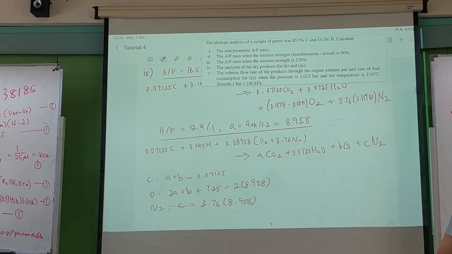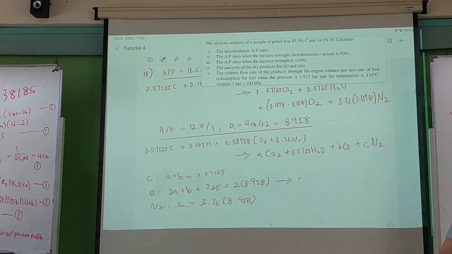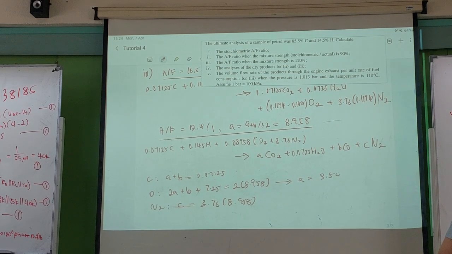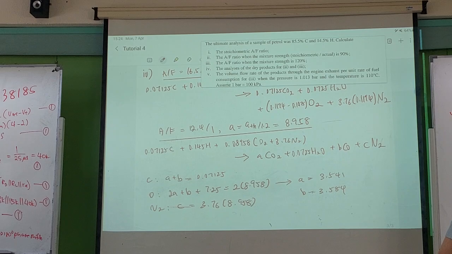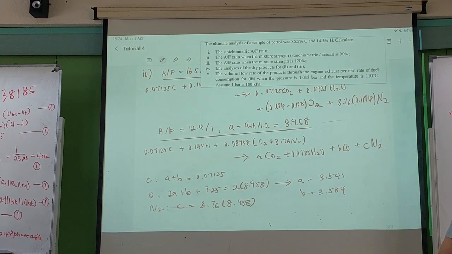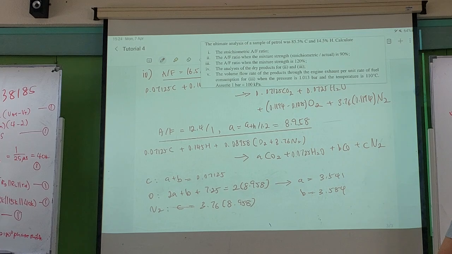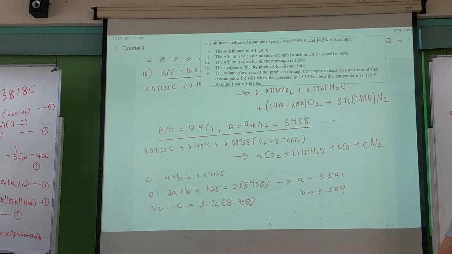So based on this, you have two equations for A and B. Based on this, you will get 3.541 B. So in this case, you can see that it's not exactly half, it's just approximate. Usually if you get deficiency of air, by right, you should hold the product. Otherwise, it should always be just like this, and it's also approximately half.